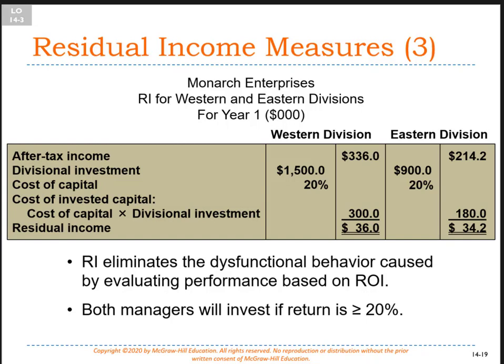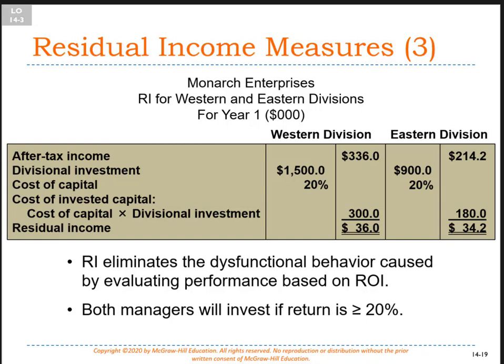So we take the restaurant division, we know our income, we know our investment in assets, we multiply by the cost of capital. The organization can designate the cost of capital you use for everybody. So now both the Western Division and Eastern Division are using the same cost of capital. So the Western Division's cost of their assets is 300,000. They make 336,000. So their residual, or the amount over the cost of the assets, is 36. The Eastern Division, same calculation, 34.2.